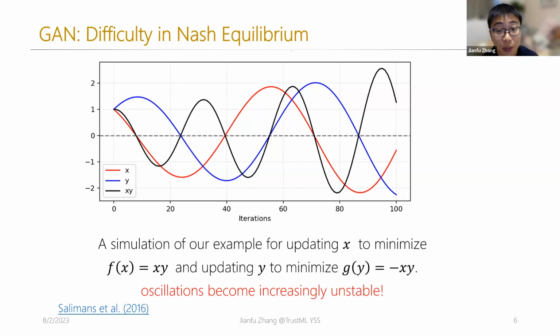Let's examine a simple example to better understand the challenges in finding Nash equilibrium in a non-cooperative game. Consider two players, player 1 and player 2. Player 1 controls variable x and aims to minimize the function f(x) = xy, while player 2 constantly updates the variable y to minimize g(y) = -xy. Due to the differing signs of the derivatives of f and g, each subsequent gradient update results in significant oscillations, enlarging the instability over time. As the number of iterations increases, the oscillation becomes increasingly unstable.